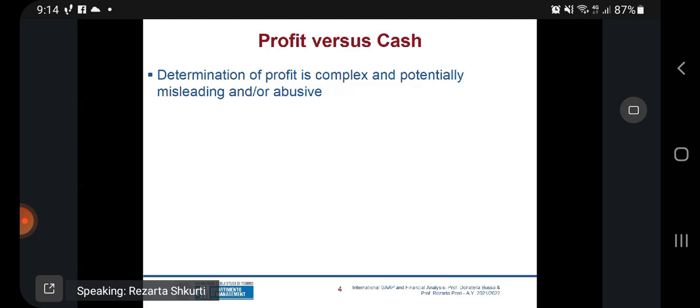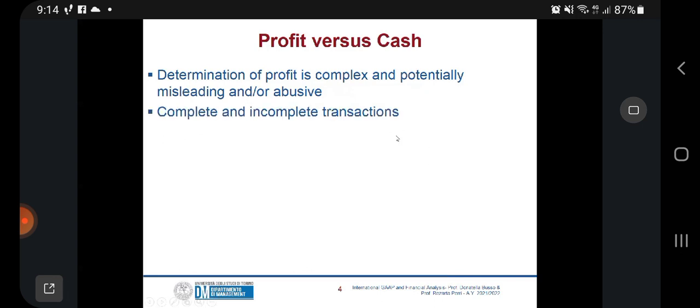For the moment, it will be enough to mention that profit is a very sensitive figure. It's something that may be easily manipulated because the profit is the difference between revenue and expenses. And remember that revenue and expenses are calculated according to accounting rules and accounting assumptions that you may change at any time. By changing these assumptions, you may change the expenses, and through changing the expenses, you may impact the profits. Okay? So this is why the profit is potentially misleading and or abusive.